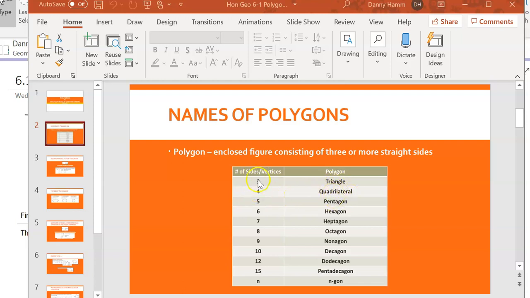Quadrilateral, 4 sides. This would be talking about the value of n. You'll see these in different formulas today. Pentagon, a 5-sided figure, hexagon, and so on and so forth. So this is something you could easily commit to memory or have at your disposal.